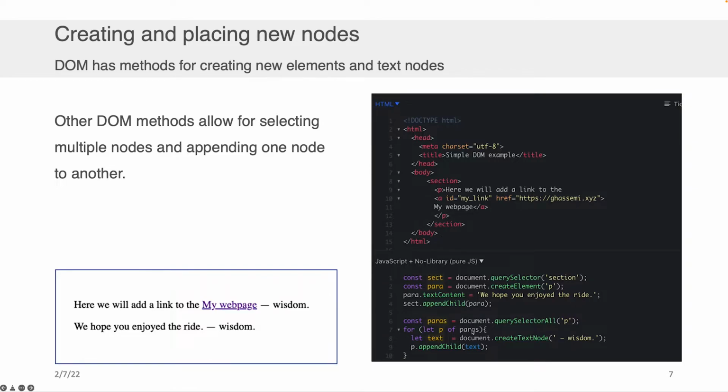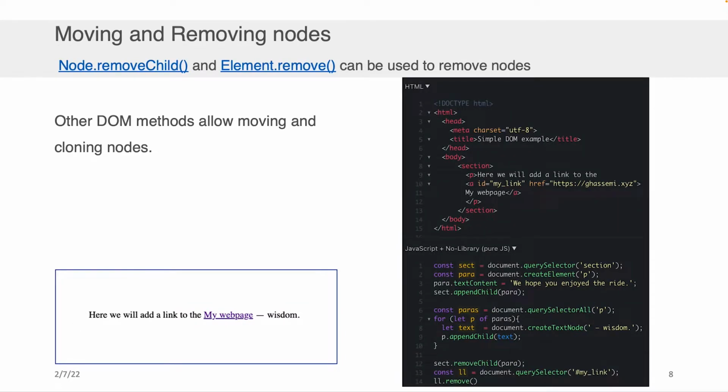And the next bit of JavaScript says for each of those p tags, let's go ahead and create a text node, which is just some blank text without an element. And we're going to append that as a child to the p, so it goes within the p tag. And that's the reason why here in the bottom left, we have 2 lines as well as the -wisdom. So this is an example of creating new elements in text nodes using JavaScript.